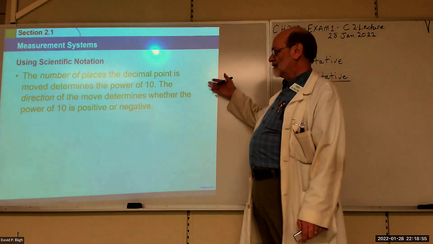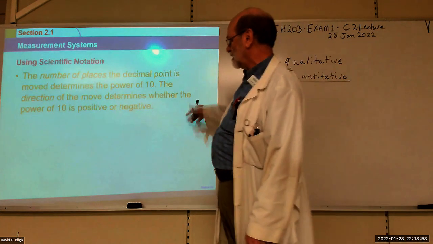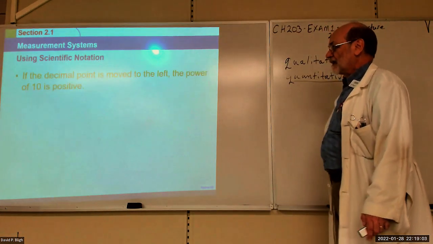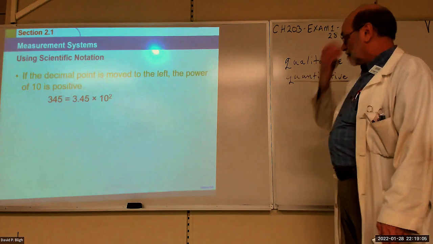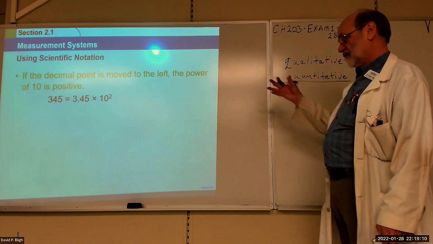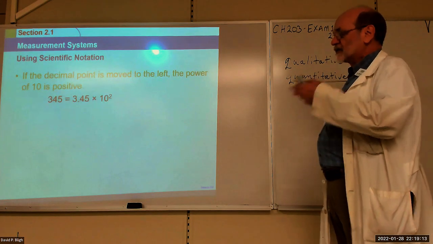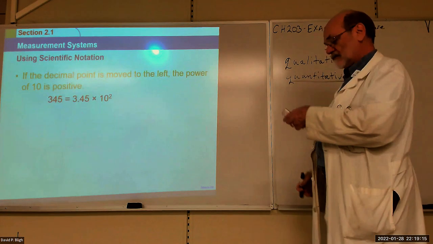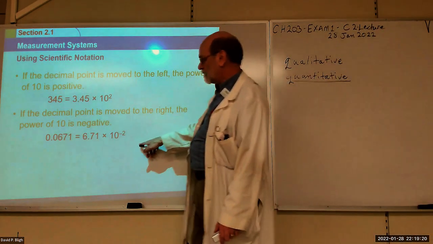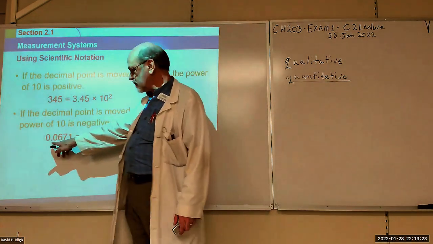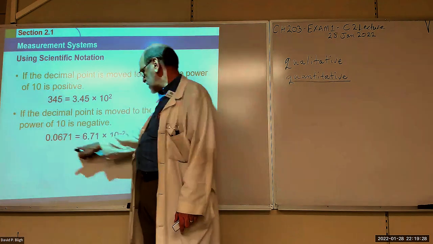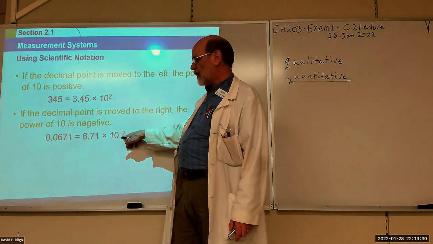This is reiterating. It's in, well, I was going to say black and white, but it's kind of gold and off-white. Okay. So here's an example of a number that's converted from standard notation to scientific notation. Here's a small number. So when we convert this one to scientific notation, the decimal moves to the right. So if you move it one, two places, you store up a negative 2 in the power of 10.